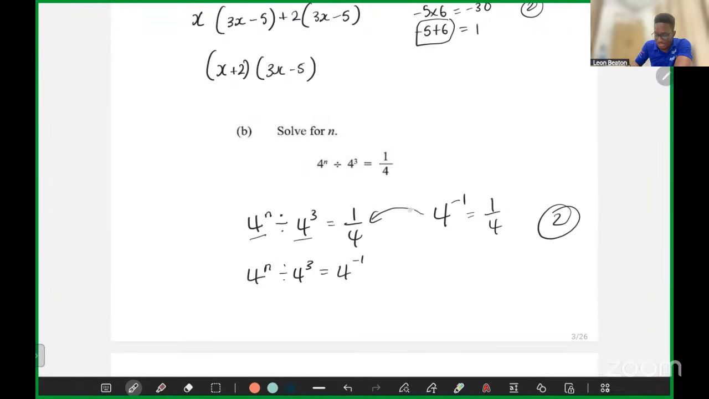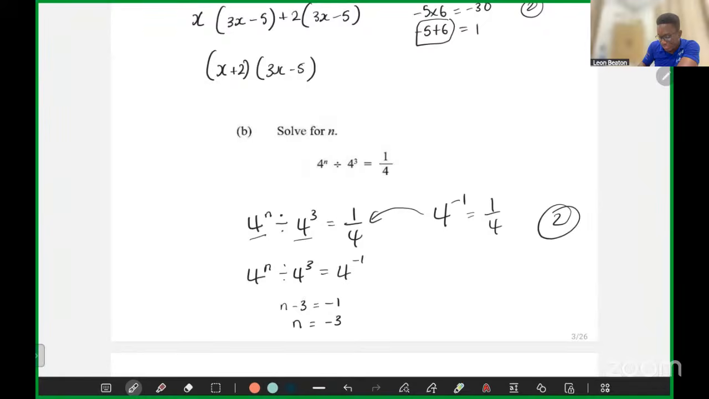All right? So now that all the bases are the same, we can just equate the powers to each other. We know the bases are the same, they're dividing, so that means we must subtract the powers. This will be n minus 3 will give us a negative 1, since this power is equal to the thing at the top here.